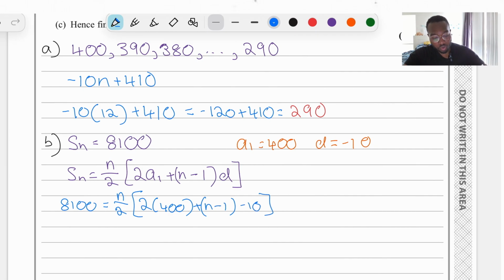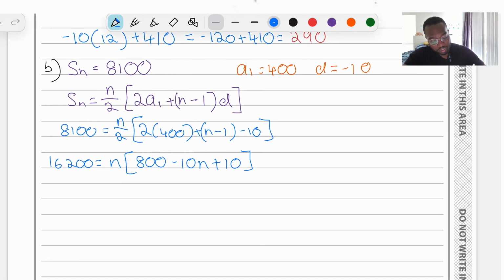And then we just go through this. Actually, better still, I'm going to times everything by 2 now. So if we do that, we get 16,200 is equal to n. Now if we work out what's inside the brackets, 2 times 400 is 800, and then we get a minus 10 times n, so we get a minus 10n, and a minus 1 times a minus 10 gives us a positive 10.